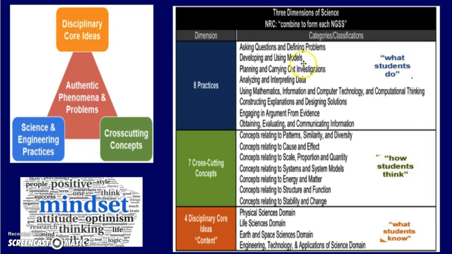You already know a lot about these 8 practices, from using models all the way down to obtaining, evaluating, and communicating information. Let's talk about these cross-cutting concepts. These cross-cutting concepts, patterns, cause and effect, all the way down to energy and matter. You have all these that are across the science disciplines. They're not just earth science, they're not just life science, they're not just physical science.